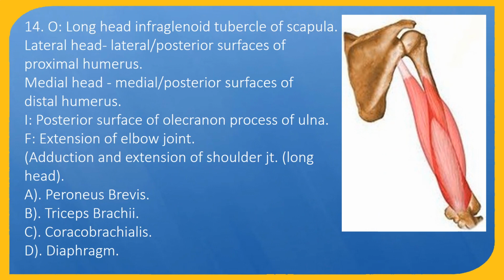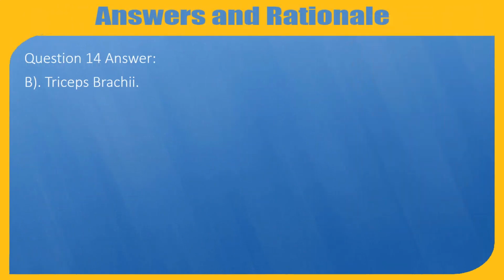Question 14: O. Long head, infraglenoid tubercle of scapula. Lateral head, lateral and posterior surfaces of proximal humerus. Medial head, medial and posterior surfaces of distal humerus. I. Posterior surface of olecranon process of ulna. F. Extension of elbow joint. Adduction and extension of shoulder joint, long head. A. Peroneus brevis. B. Triceps brachii. C. Coracobrachialis. D. Diaphragm. Question 14 answer, B. Triceps brachii.